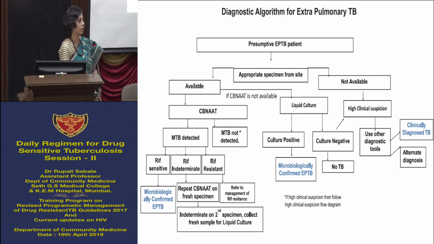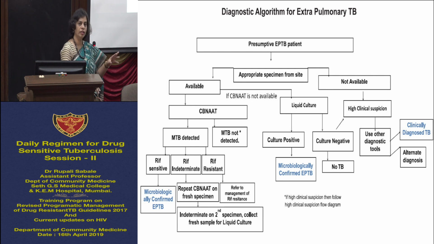Coming to our next algorithm, which is also given in your folder, extrapulmonary tuberculosis. Again, when you presume the patient may have extrapulmonary tuberculosis, we collect a sample, a specimen. Now that specimen may be available or may not be available. If it is available, then we do CBNAT. In some cases, if it is not available, the next investigation of choice is liquid culture.